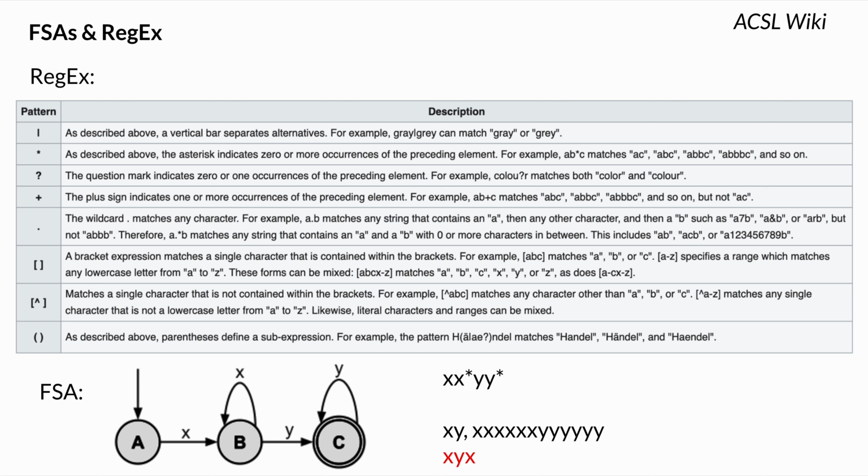We can never have a combination of X, X, Y, and then X, right? We have to have an X, a said number of x's at least 1 and a said number of y's at least 1. So this expression xyx is impossible for this expression. So these are the kinds of questions that you will be asked: what expression is possible? What expression is impossible for the following FSA or for the following regular expression?